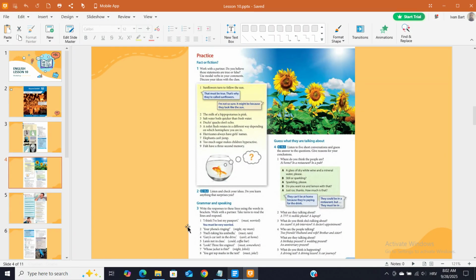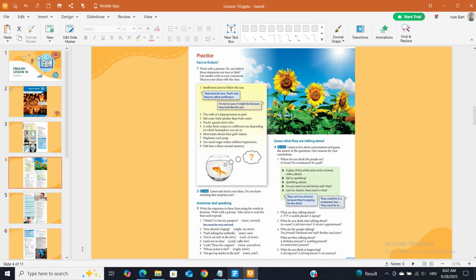Fact or fiction? Practice. 1. Work with a partner. Do you believe these statements are true or false? Use modal verbs in your comments. Discuss your ideas with the class. 1. Sunflowers turn to follow the sun. That must be true. That's why they're called sunflowers. I'm not so sure. It might be because they look like the sun.